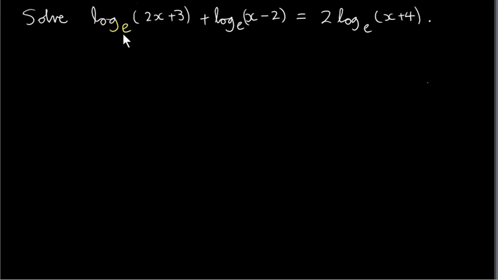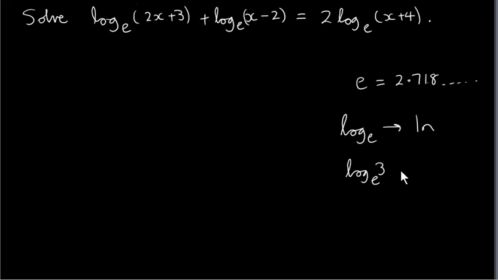Solve the equation log to the base e of 2x plus 3 plus log to the base e of x minus 2 equals 2 log to the base e of x plus 4. Now I explained earlier that the number e is about 2.718, etc. It's a very important number in calculus, but I won't discuss it too much here. Log to the base e of a number appears as ln on your calculator. So if we're getting log to the base e of 3, you press the ln button on your calculator and then 3.